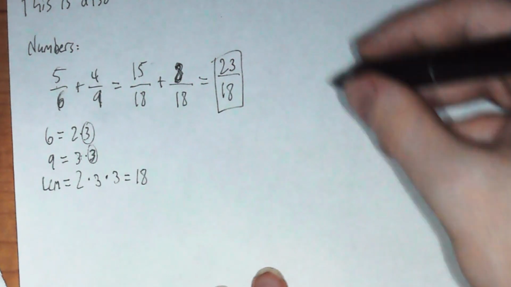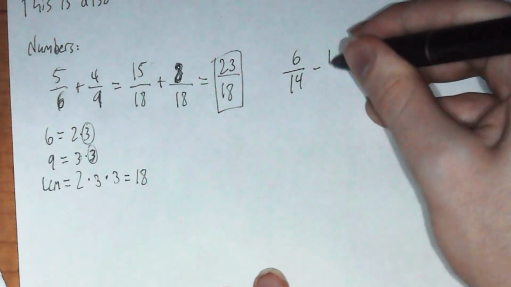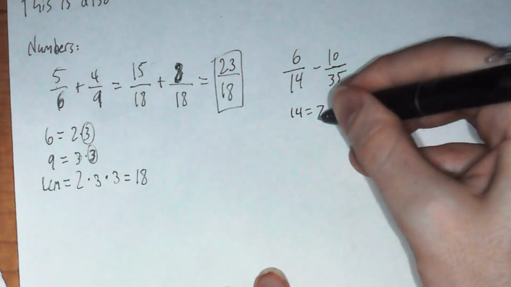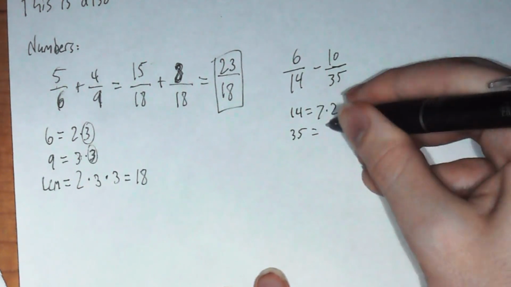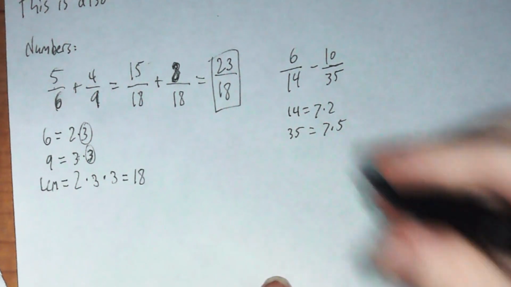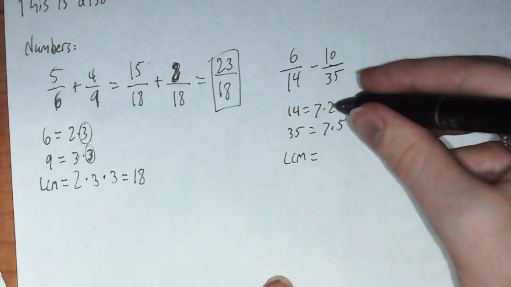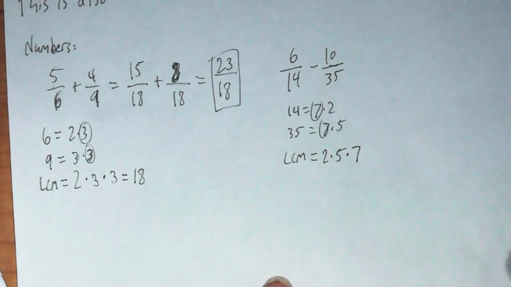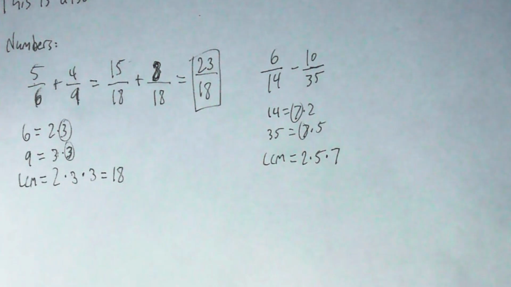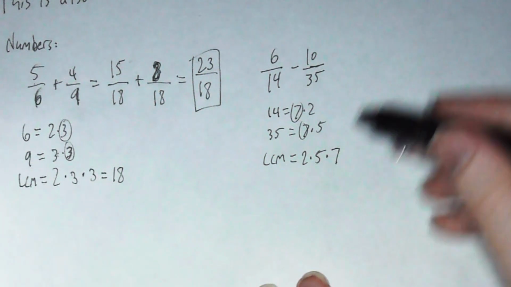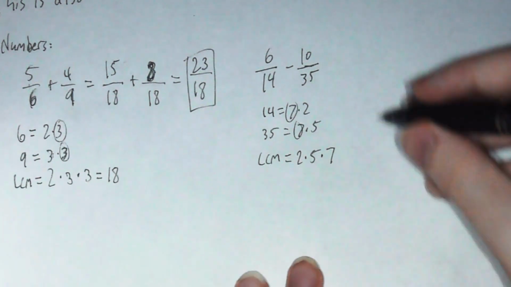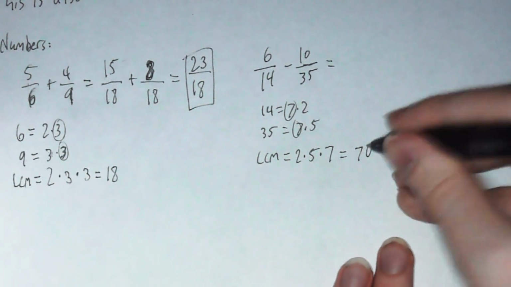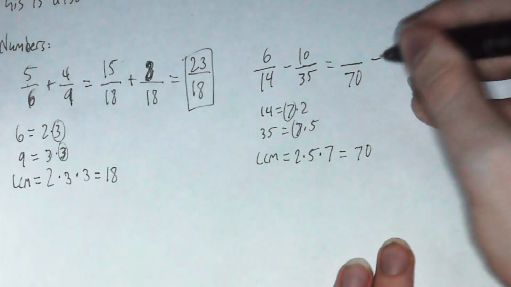Alright, next one is 6/14 minus 10/35. 14 is equal to 7 times 2. 35 is equal to 7 times 5. The LCM, therefore, we have a 2 and a 5, but we have the 7 in common, which means that we have a 7 listed once. We don't put 7 times 7, we just put 7 once because it's a common factor. So we have 2 times 5, which is 10, times 7, which is 70. So our least common denominator is 70.